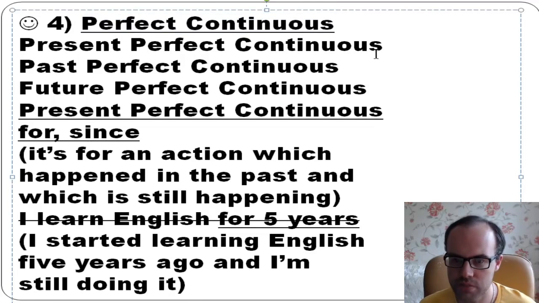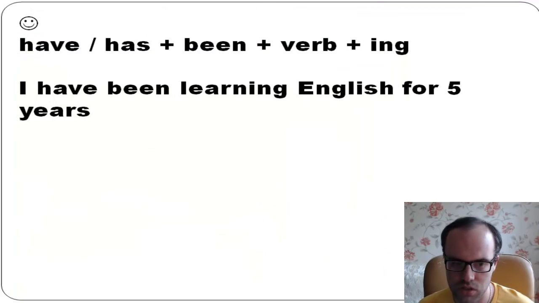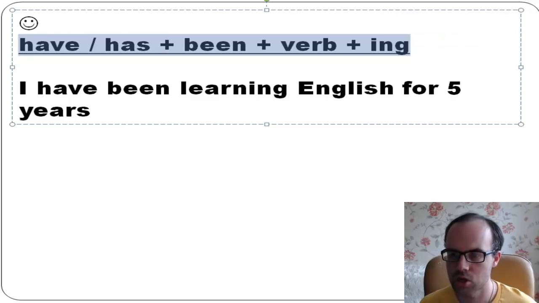So you see present perfect continuous. We are talking about it right now. Past perfect continuous and future perfect continuous. We use for and since with present perfect continuous. So it's for an action which happened in the past and which is still happening. So this sentence is incorrect: I learned English for 5 years. Why? I started learning English 5 years ago and I'm still doing it. So the formation: have or has plus been plus verb plus ing. I have been learning English for 5 years.